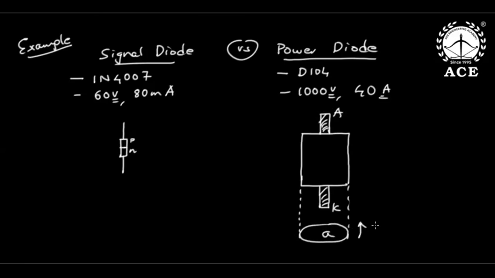Because I increase the cross-sectional area, now it can carry how much current? 40 amperes. Previously, the signal diode could hardly carry 18 milliamperes. Then how to withstand high voltage? Insulation level. Now see here, what happens? Apart from P plus and N plus, there is a drift layer called N minus. This is called the drift layer.